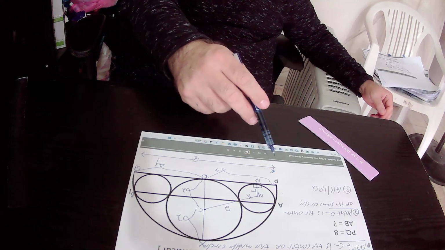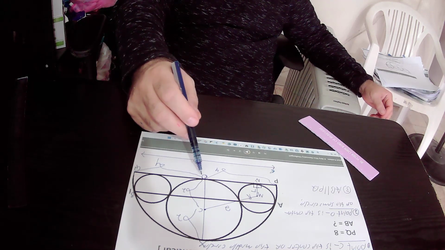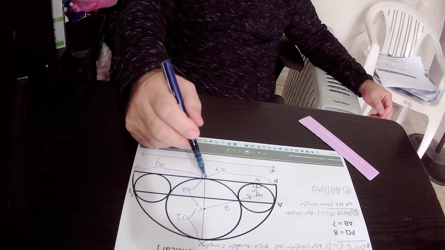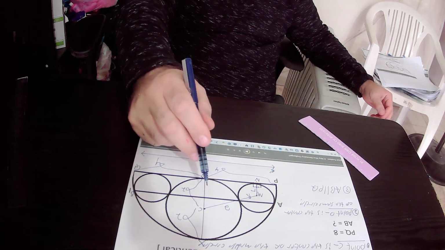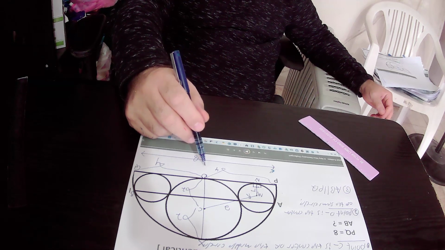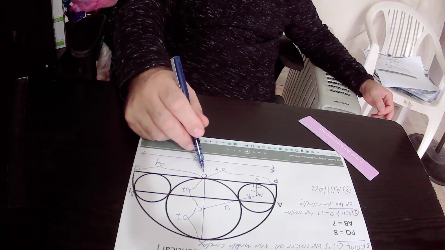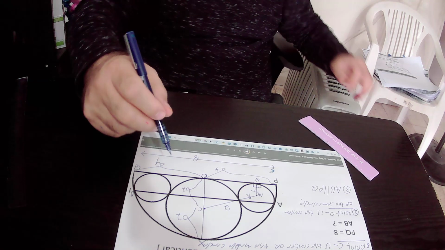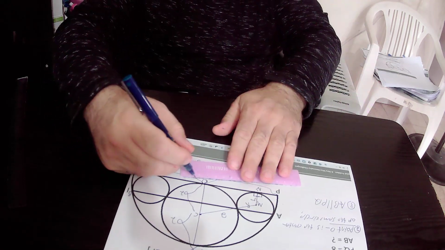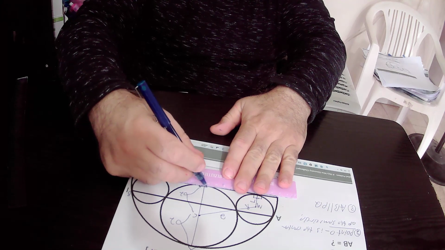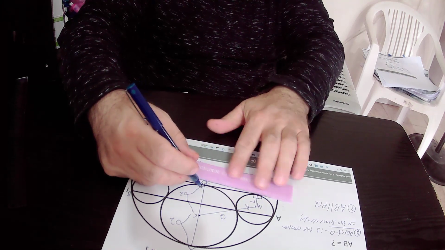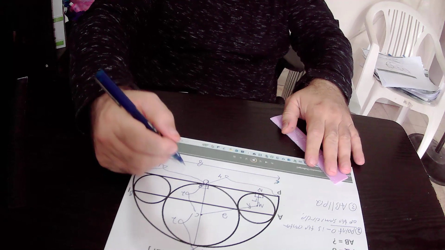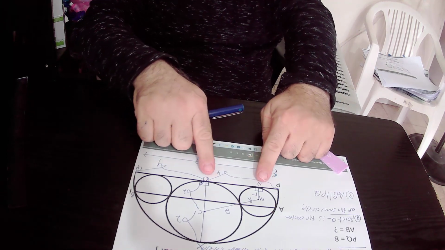Likewise, as you can see, the tangent PQ is tangent to the middle circle at point O. So OC is the radius of the middle circle, and the radius OC is drawn to the point of tangency, point O. Therefore the tangent PQ will be perpendicular to this radius, that is to say this angle will be equal to 90 degrees, and this angle will also be equal to 90 degrees. So we have here two right angles.